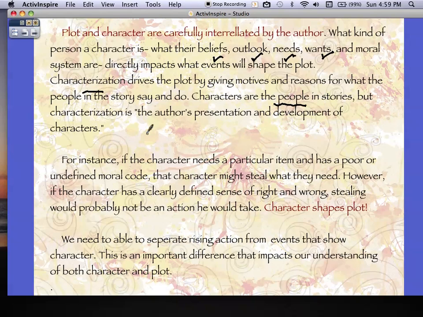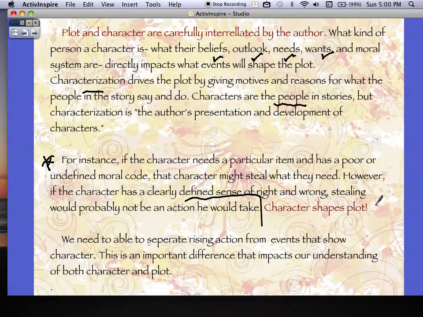Characterization is the way the author presents and develops the characters for us. And here's an example, and this is a basic example. The character needs something, and their moral code is poor or undefined. I don't really have a strong sense of right or wrong, whatever. If I want it, it's fine. Then the character might steal what they need. But if the character has a very clearly defined sense of right and wrong, then stealing is not going to be a solution for them. They're going to have to find another way to meet that need.